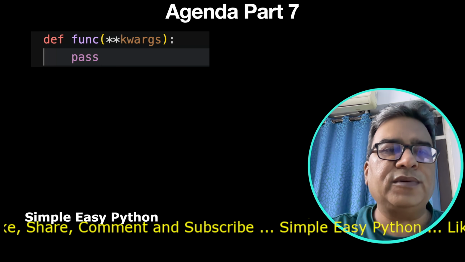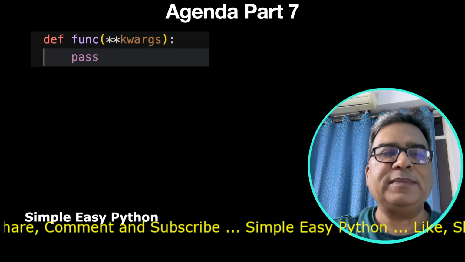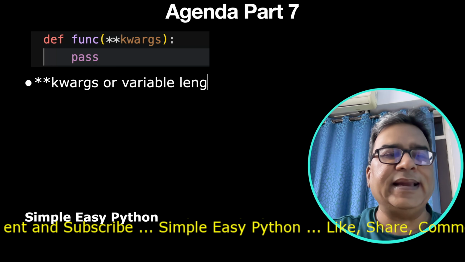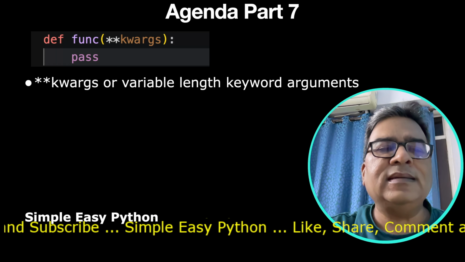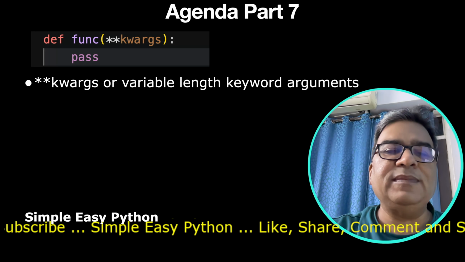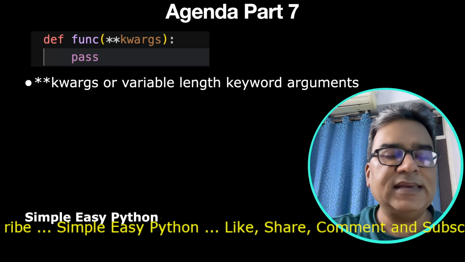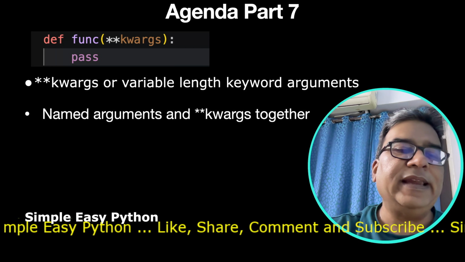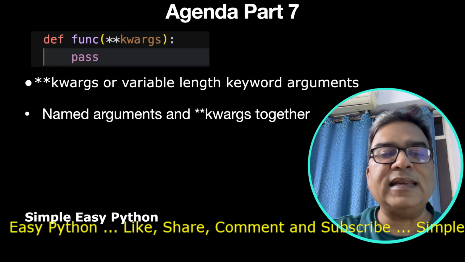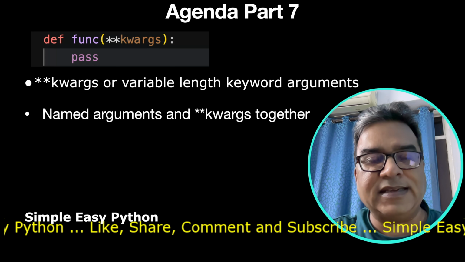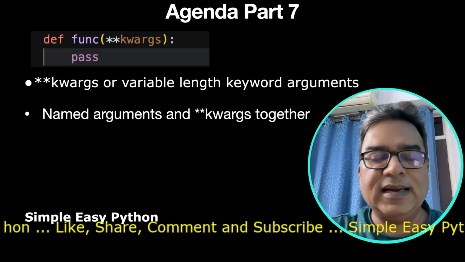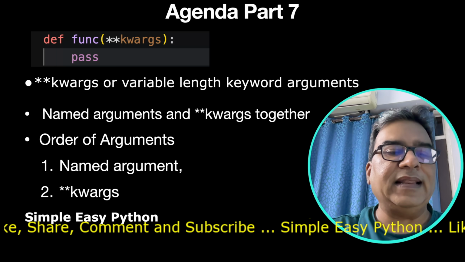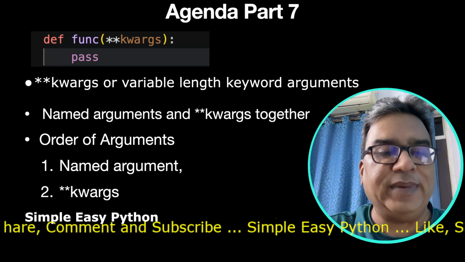That's the topic for today's video, which happens to be the seventh part of the Python function series. The agenda for today's video is kwargs, which allows you to accept an unlimited number of keyword arguments. Moving on, we will see how we can use named or keyword arguments and unlimited keyword arguments, that is star star kwargs, both together, and their order is going to be first of all named arguments and then an unlimited number of arguments.